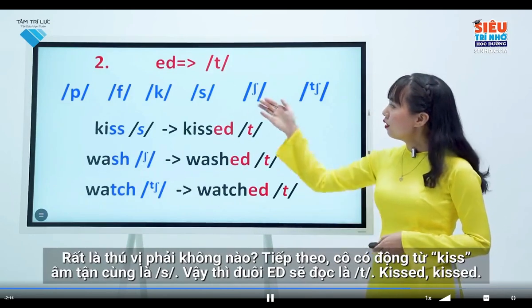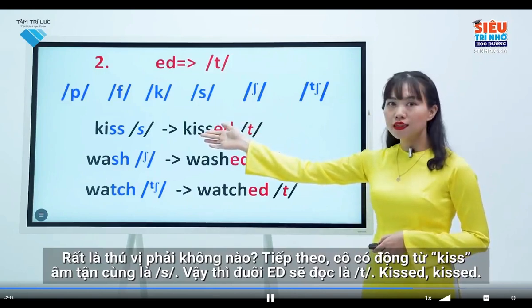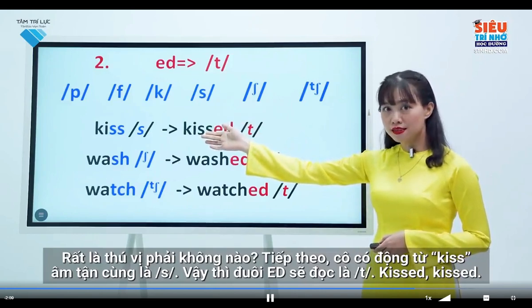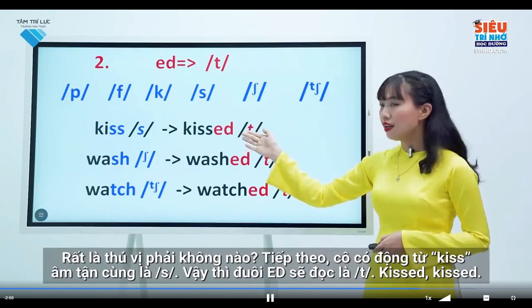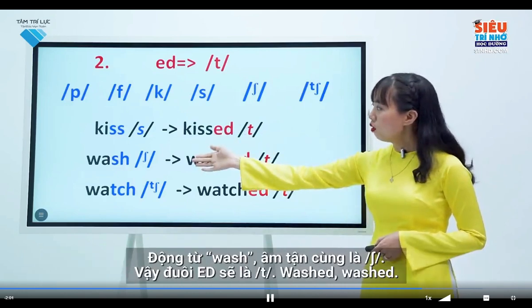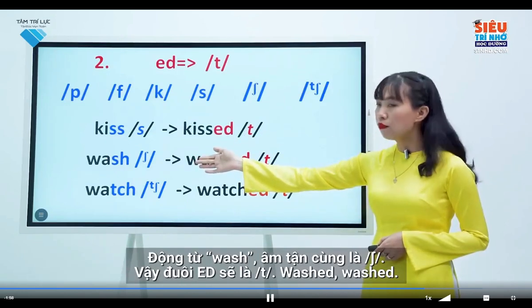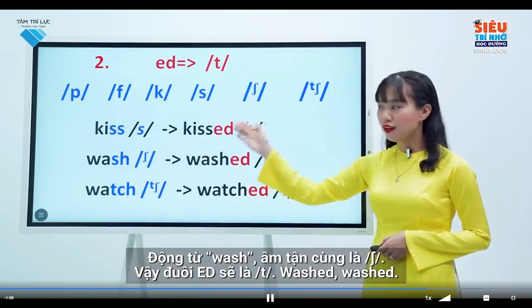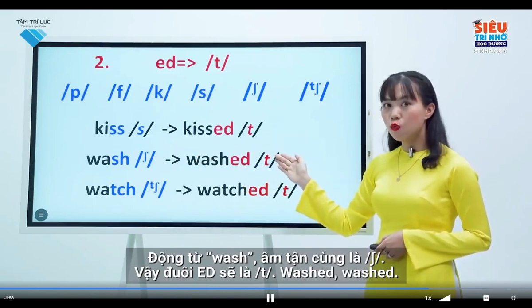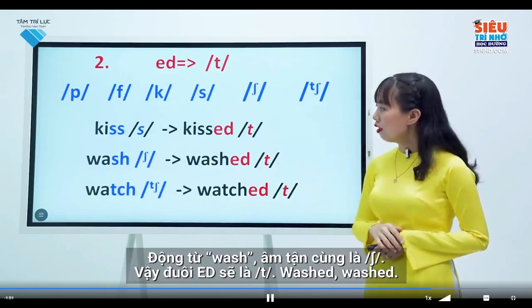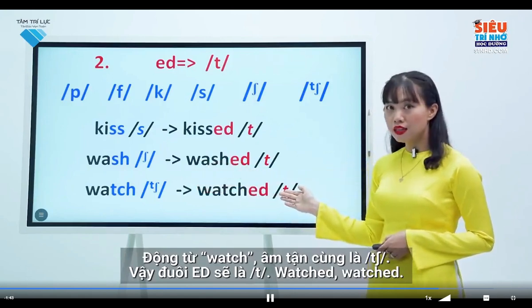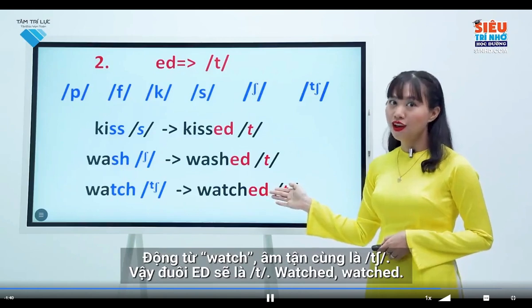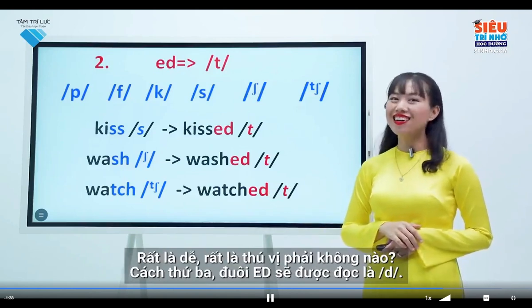Next, I have the verb kiss, which ends in s. Then the ed ending will be pronounced as t. Kissed. The verb wash has a sound ending in sh, so the ed ending will be pronounced as t. Washed. The verb watch has a sound ending in ch, so the ed ending will be pronounced as t. Watched. Very easy and very interesting, isn't it?